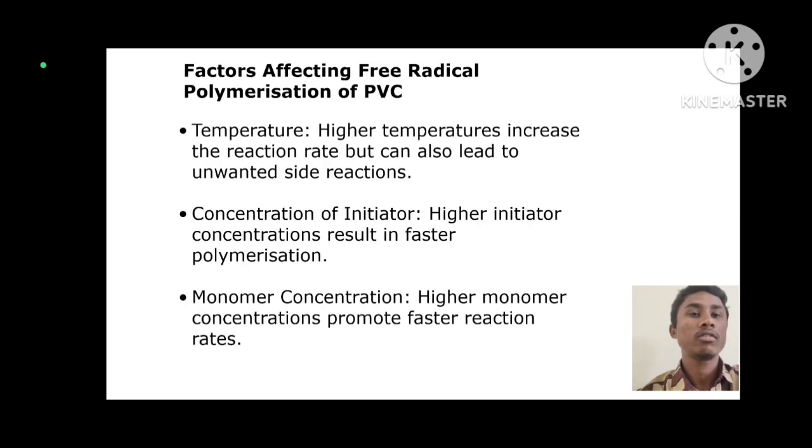Factors affecting free radical polymerization of PVC. Temperature: high temperatures increase the reaction rate but can also lead to unwanted side reactions. Concentration of initiator: high initiator concentration results in faster polymerization. Monomer concentration: higher monomer concentrations promote faster reaction rates.